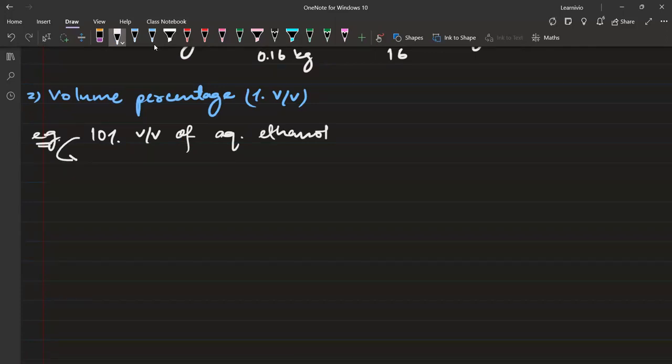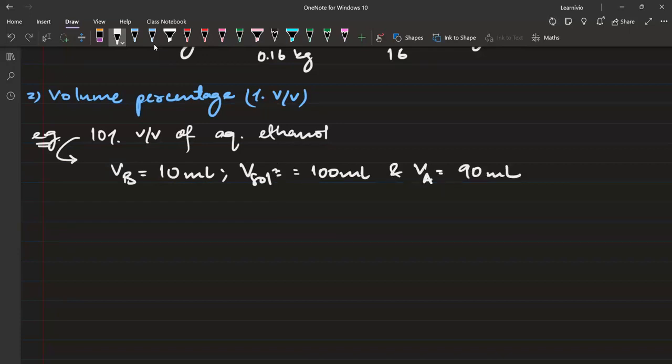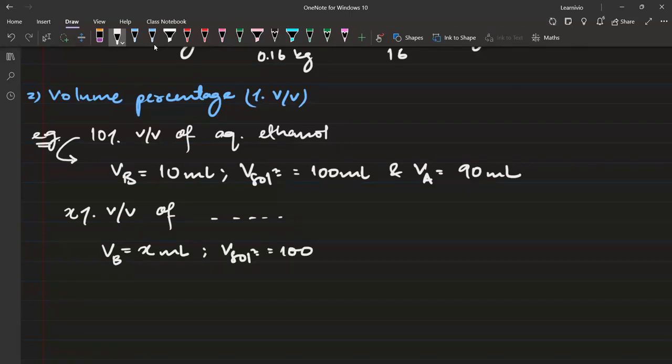Aqueous ethanol. What would it mean? This would mean not mass. Now you have volume. So volume of the solute is equal to 10 ml. Volume of solution is equal to 100 ml. And volume of solvent is equal to 90 ml. Okay. So in general, if you have X percentage V by V of something, this will give you the volume of solute, which is equal to X ml, the volume of solution, which is equal to 100 ml, and the volume of solvent, which is equal to 100 minus X ml.